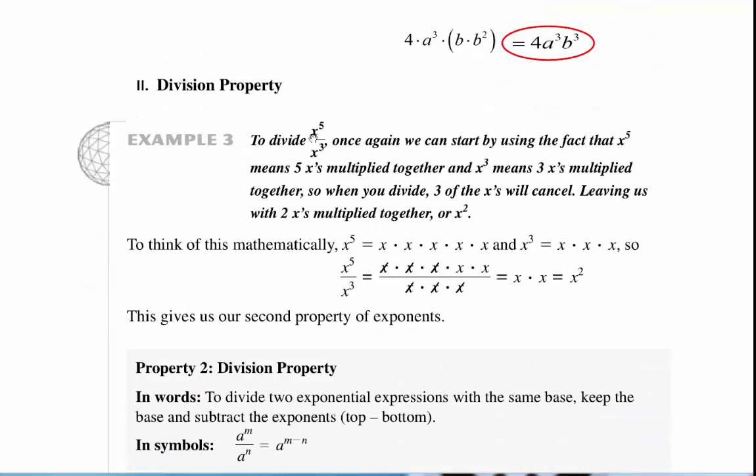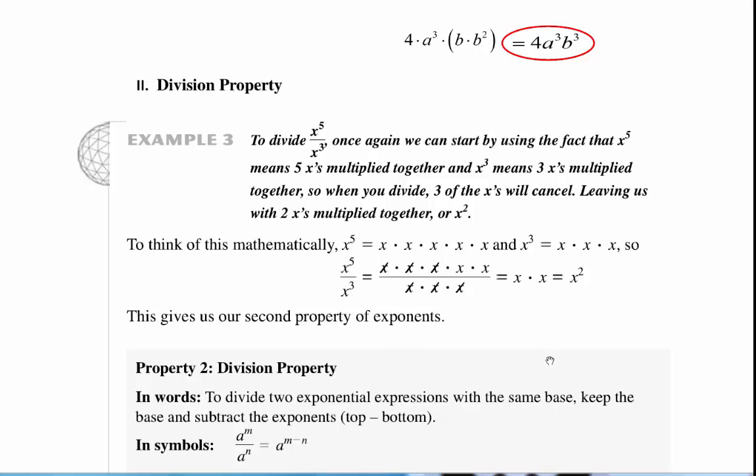Right? We're given x to the 5th divided by x cubed. Again, you could think of this as x times x times x, 5 times, in the numerator, and you can think of x cubed as x times x times x in the denominator. And if we cancel out x's, we cancel out these 2 x's and this pair of x's and this pair of x's, we're going to be left with just 2 x's in the numerator, or x times x, which is x squared.